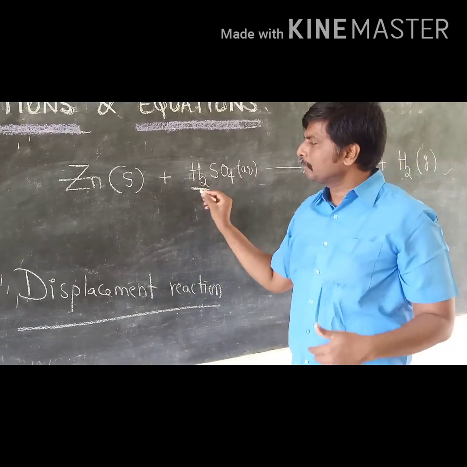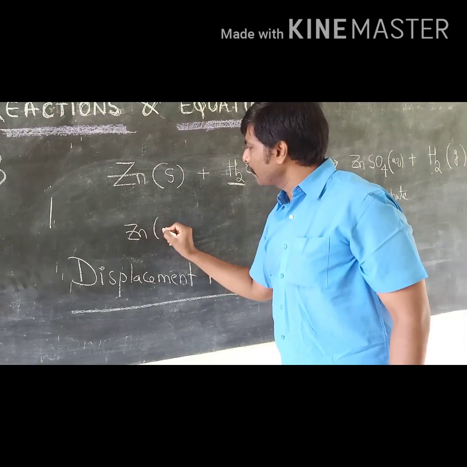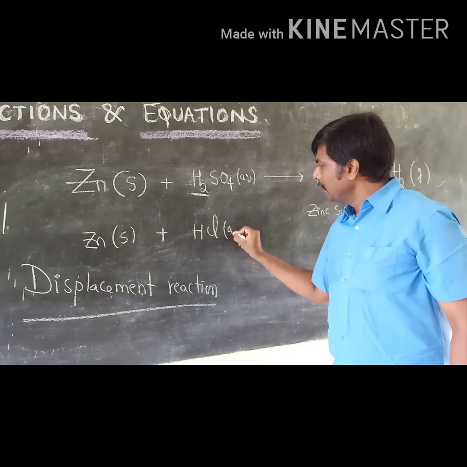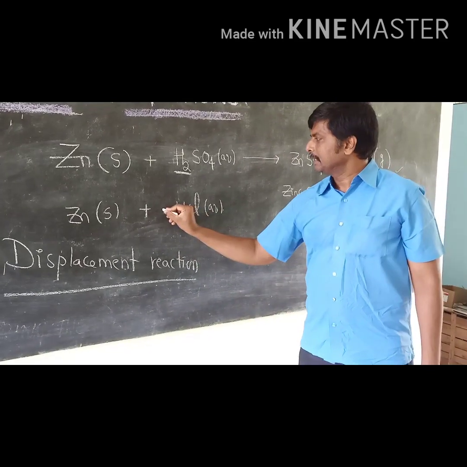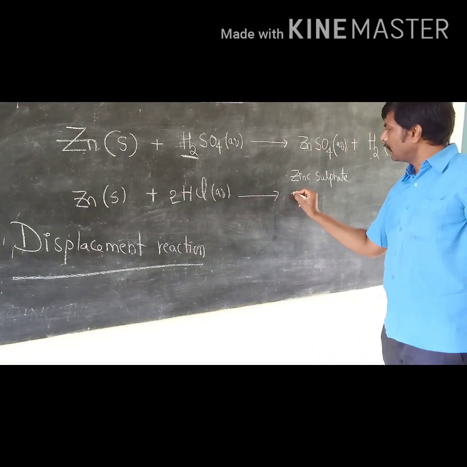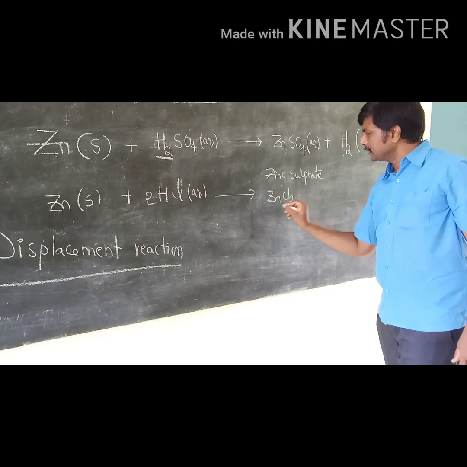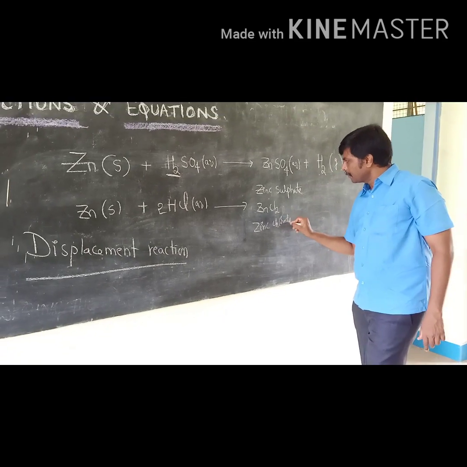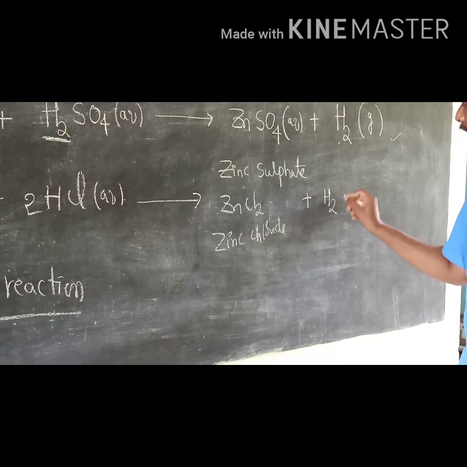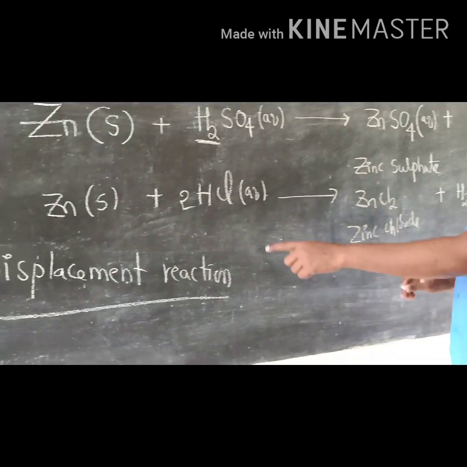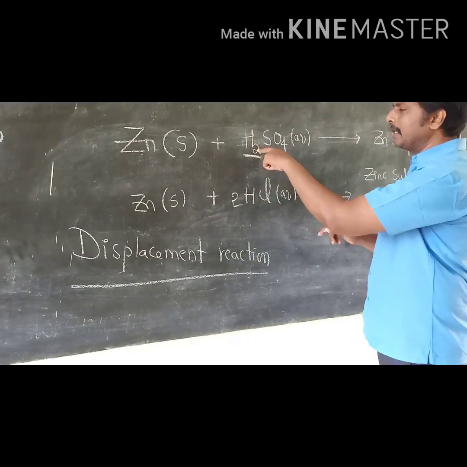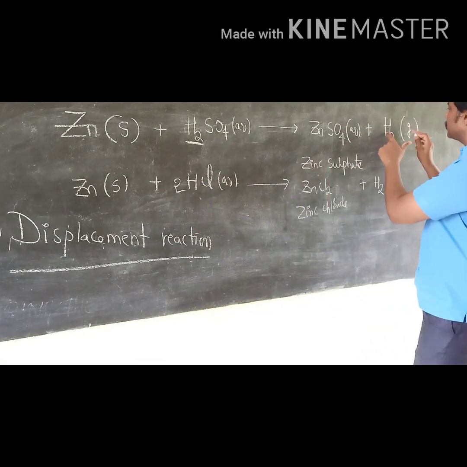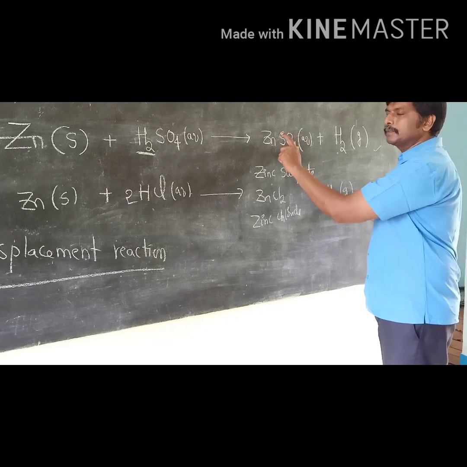Instead of H2SO4, you can use one more dilute acid, that is hydrochloric acid. If you use hydrochloric acid, then it gives the salt ZnCl2, its name is zinc chloride, plus hydrogen gas. That means when zinc metal reacts with dilute acids like H2SO4 or hydrochloric acid, it evolves hydrogen gas with the formation of some salt.